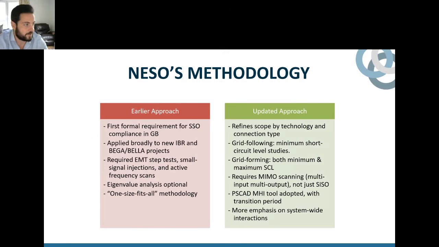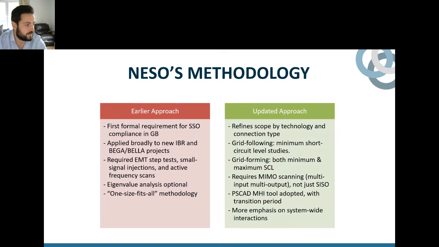But a couple of days ago, NESO shared a presentation. They had a webinar where they started targeting more the differences between grid following and grid forming converters, which are the type of converter controllers that inverter-based resources use to connect to the network. It also sets clear requirements depending on the connection type. So that is basically the type of converter that is used in the wind turbine, even if it's a full-scale back-to-back converter, for example, or a DFIG converter.